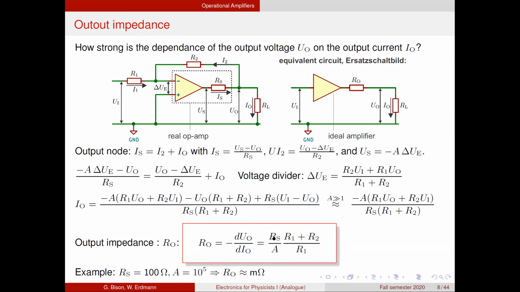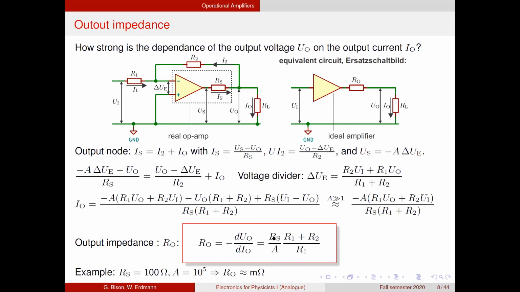So the real output resistor that the op-amps have is on the order of maybe 100 ohms, but with an amplification of 10 to the 5, we find that the effective output resistance after this circuit is taken into account is like milliohms. So it's a tiny output resistance. A meter of a really thick cable has already several milliohms of output resistance. So this is negligible. So how does that work?